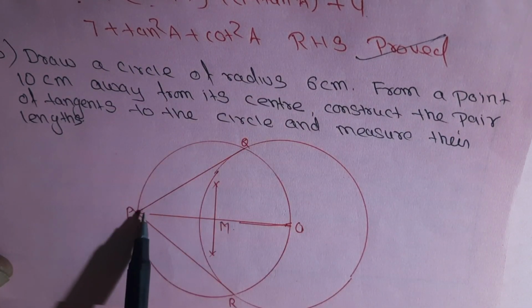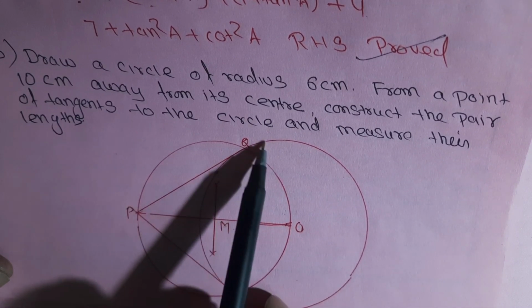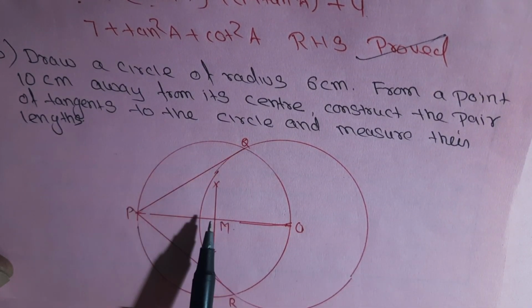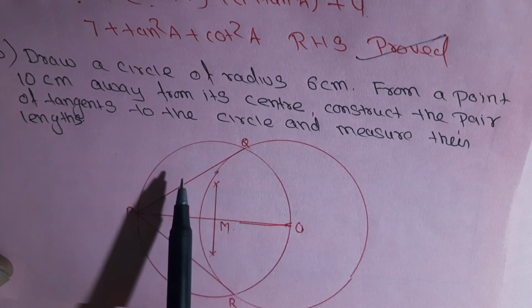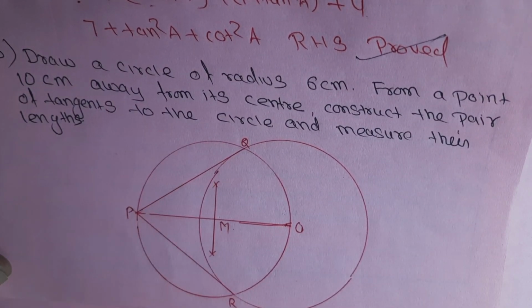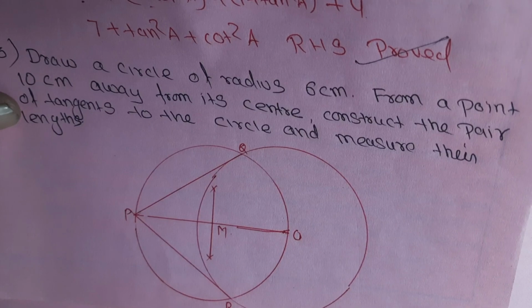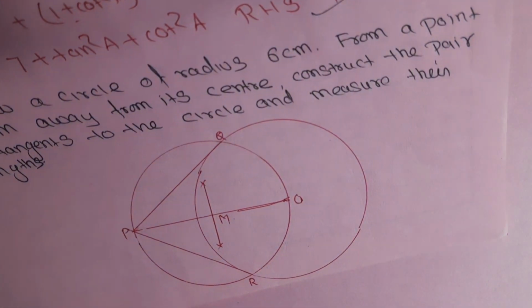You just have to take this side as 10, construct a tangent and bisect it. Again you draw the circle and measure the length. You have to measure the length and automatically prove these two triangles, like this and like this. Automatically we will get the length of the tangents by proving this one. Now this is question number.